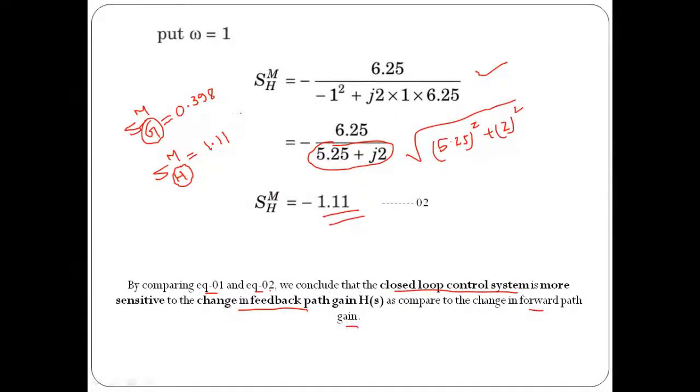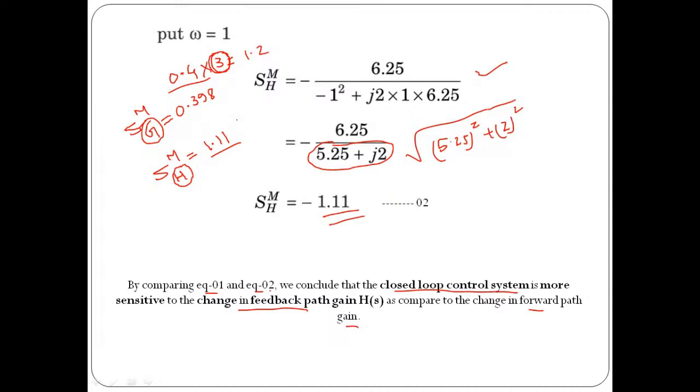Why? Because from this it is very clear that in case of closed loop control system, when we are trying to calculate its sensitivity due to change in forward path gain, the value is 0.4. But for the same system, if we try to calculate the sensitivity with respect to feedback path gain, the value is 1.11, almost 3 times. See, if you multiply by 3, you will get 1.2. So almost 3 times the system is sensitive. That is important, 3 to 4 times. So this is very important. This is the final conclusions.